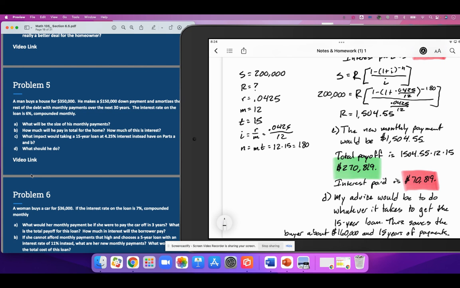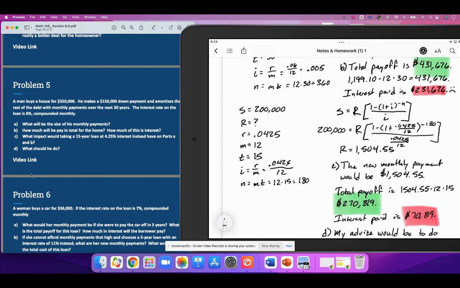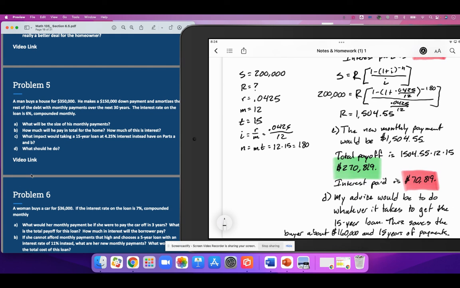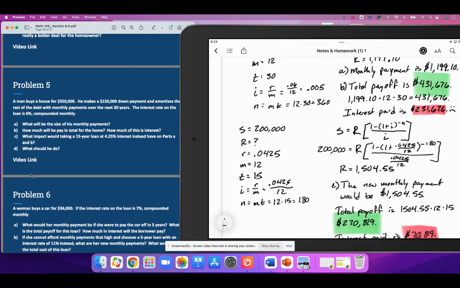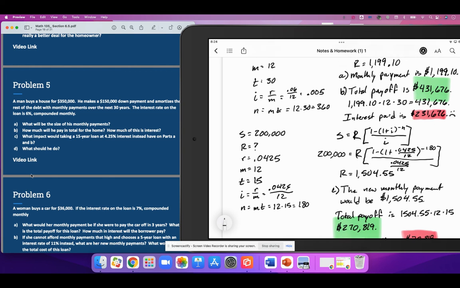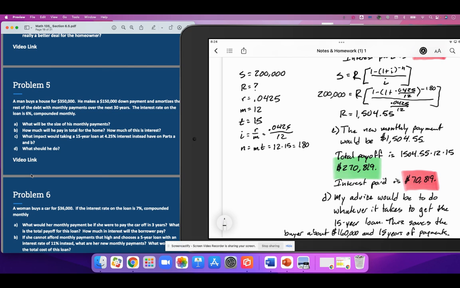So after 15 years, this person has another, what's the monthly payment? $1,500 in their pocket that they don't have to spend on a house loan. Whereas if they go the other way, for another 15 years, they're going to keep having to pay $1,200 a month. Again, everyone, for me, it's just a straight up no brainer.